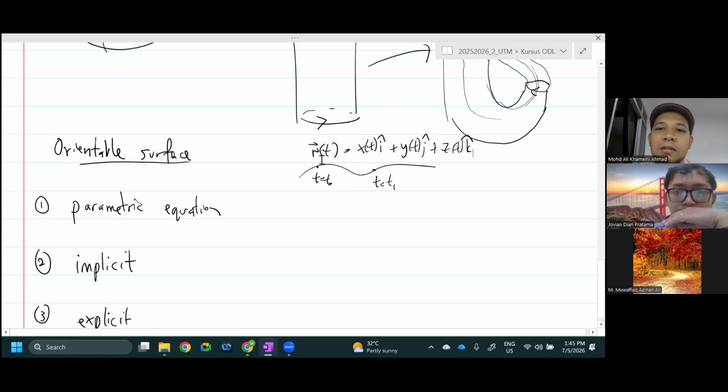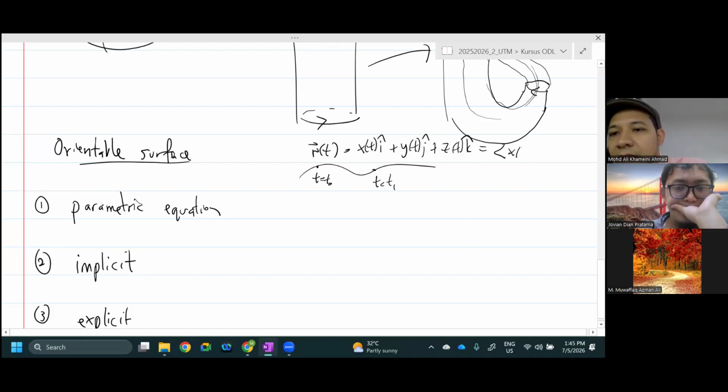Baik. So you have this thing. Yeah, this you have three because it is in three dimensions. So you have three directions here, i, j, and k there. Or you can write it in the vector form x(t), y(t), z(t) there. Okay. Baik.